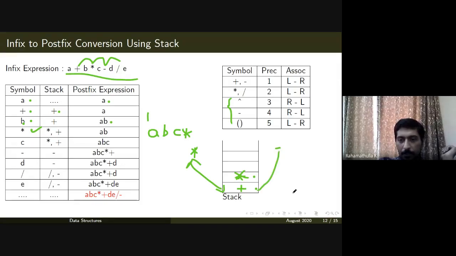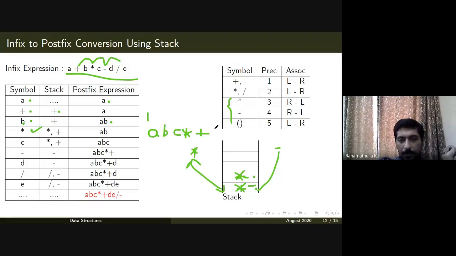Now you compare once again the incoming operator and the top of the stack. The top of the stack now is plus. Incoming minus and plus have the same precedence. The associativity is from left to right, so once again you pop. This is also popped and attached to the postfix expression, and removed from the stack. Now you insert minus onto the stack. So on top of the stack you have minus, and the postfix expression is A, B, C, star and plus.